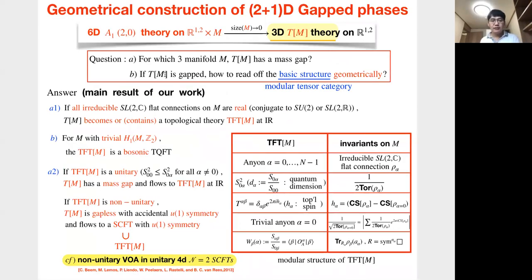So this is a summary of our result, where we answer these questions using this table. When the 3 manifold has trivial Z2 homology, the corresponding theory is a bosonic topological pair with a modular structure given by this one.